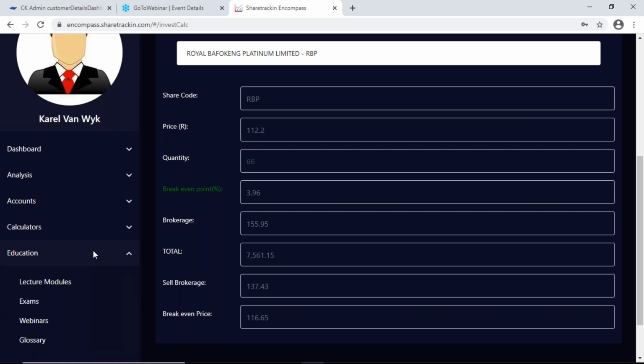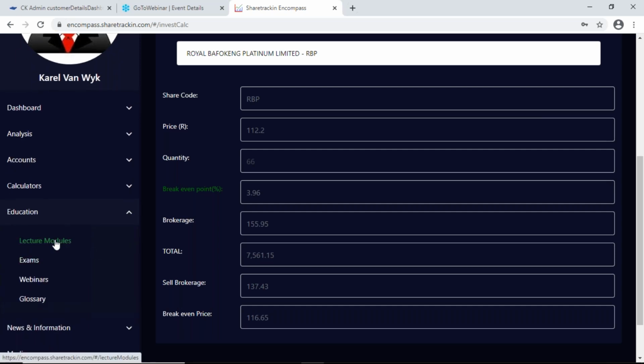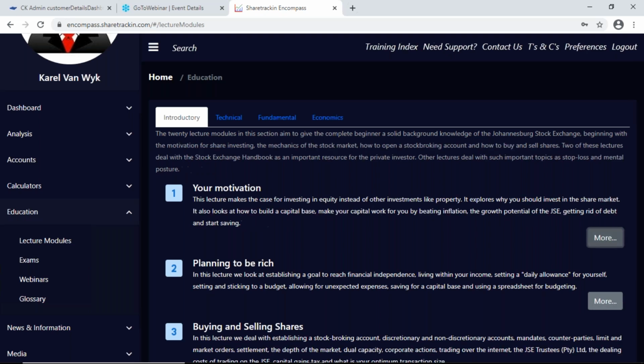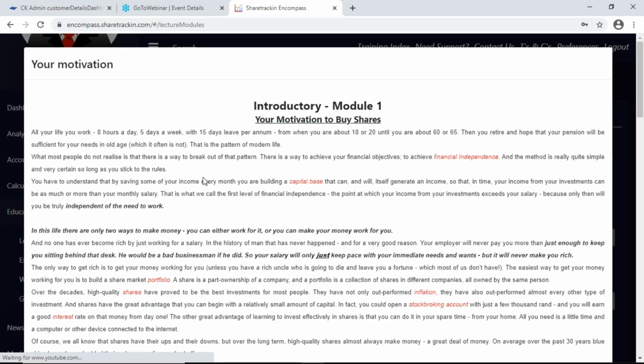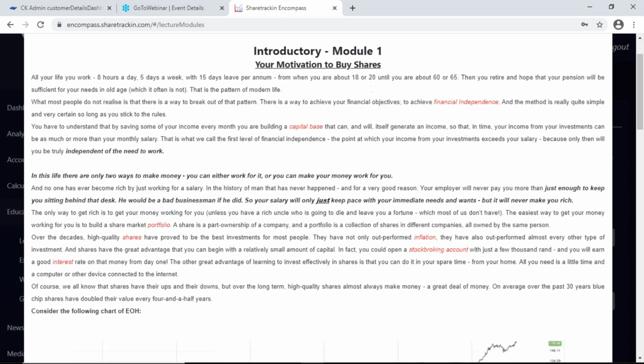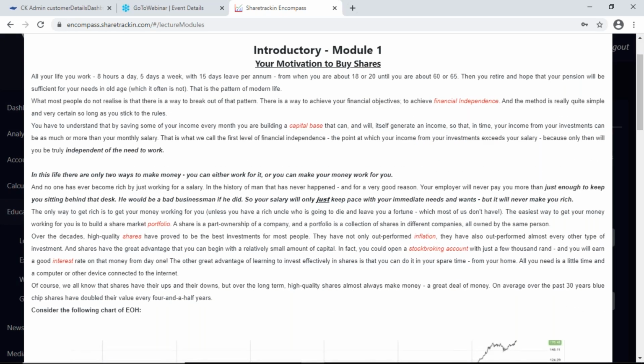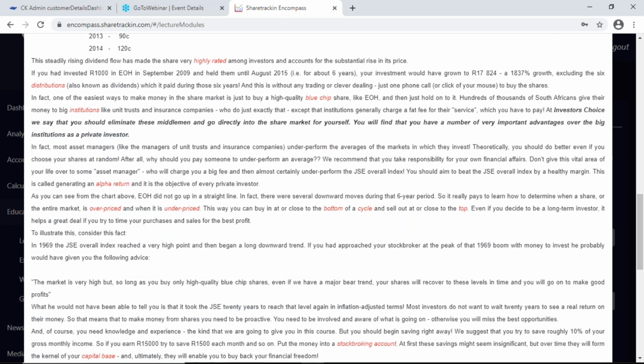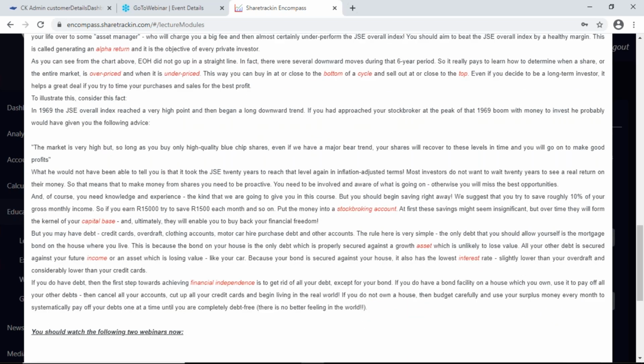Next up, I have my education tab. Underneath education, I have my lecture modules. So this is reading material. You will see there are 4 different categories with different modules that you can work through. In other words, if I click on your motivation and I click on more, I can then see a whole paragraph that I can read, or a module that I can read.